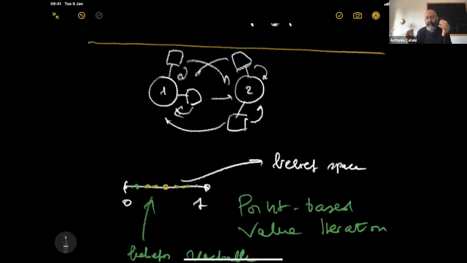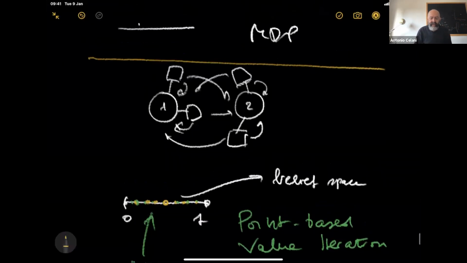And after 2 steps, there will be 16. Okay, so after 10 iterations, you end up with 1,000,000 beliefs. These, of course, do not exhaust all the possible beliefs, but they provide you with a set of points, which is a starting point for trying to use value iteration on those points. And then you use other ideas.